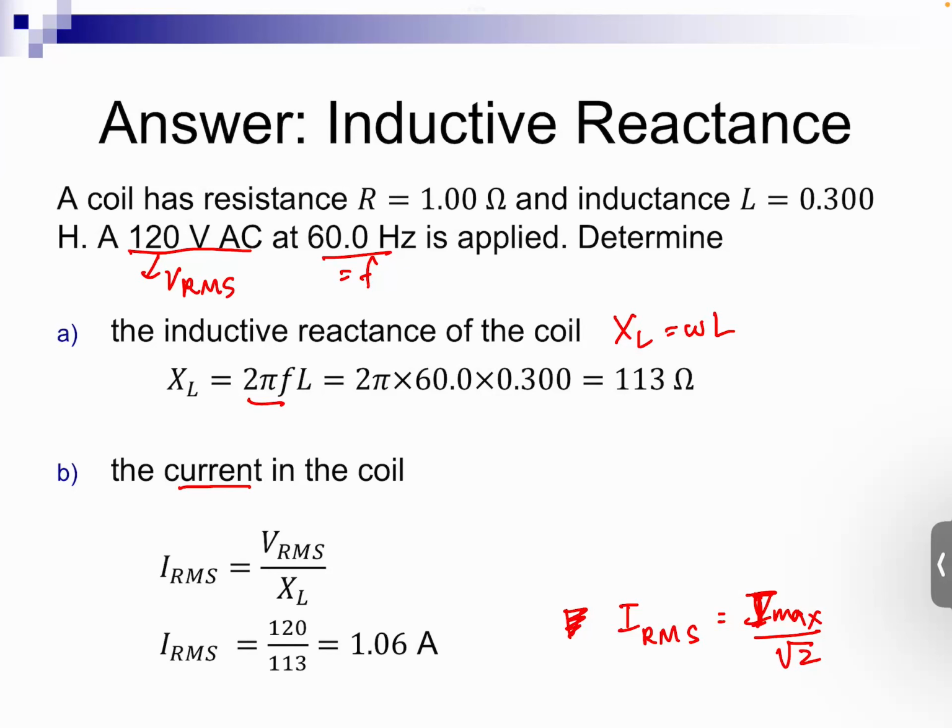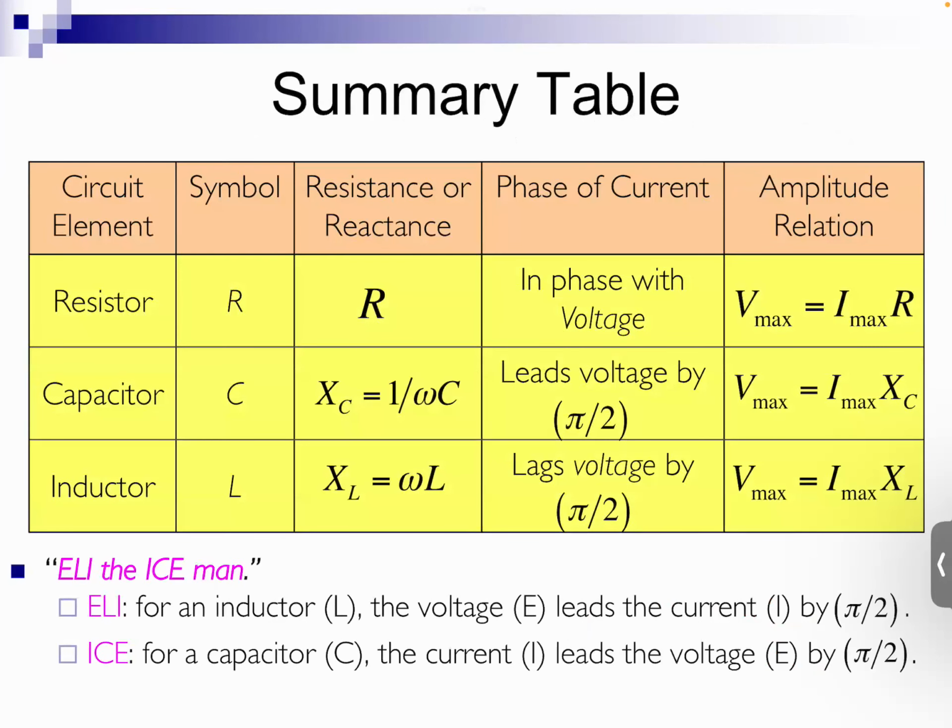Good. Right, so this table just summarizes everything we learned for resistor, inductor, and capacitor. I usually use this mnemonic, ELI the ICE man, to remember that in an inductor L, the voltage comes first before the current. In a capacitor C, the current comes before the voltage.